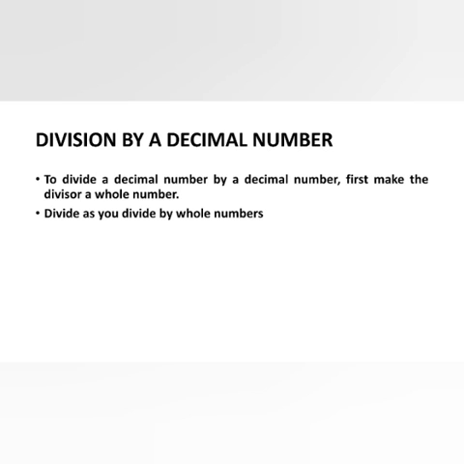The third one is division by a decimal number. Division of a decimal number by a decimal number. To divide a decimal number by a decimal number, first make the divisor as a whole number or convert the decimal number as a whole number. Then divide as you divide by whole numbers. Now let's do the examples.